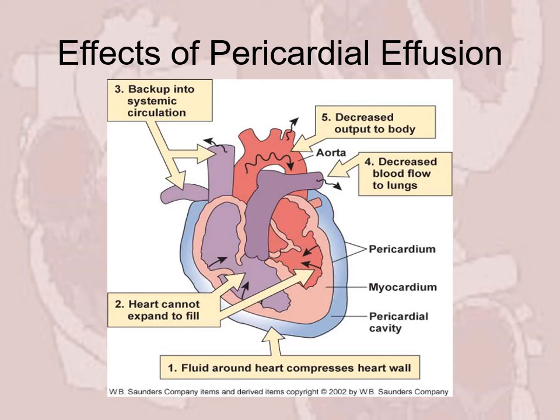And the effect of pericardial effusion is that when you have fluid that builds up in this space, it compresses the heart so the heart can't expand and fill up. And when that happens, now you start getting backups into the systemic circulation, decreased blood flow to the lungs, and decreased output to the body. So overall, it reduces the overall functioning of the heart.